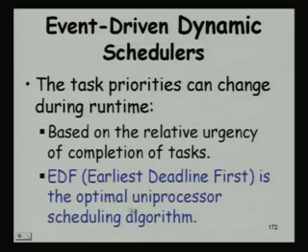It is the optimal uniprocessor scheduling algorithm, and earlier we had said optimal is one where, if it can run some tasks, then the other dynamic priority schedulers may or may not run them. But if another dynamic priority scheduler is able to run some task, then definitely EDF will be able to run it.